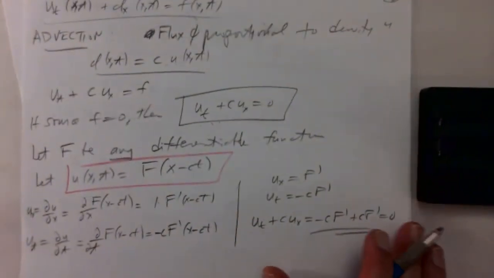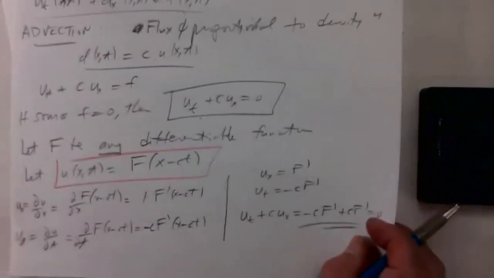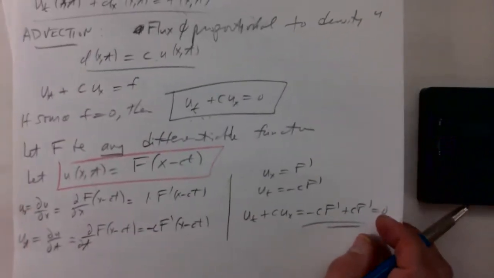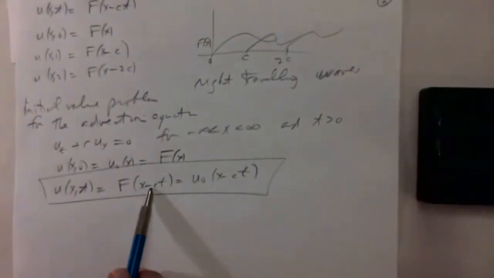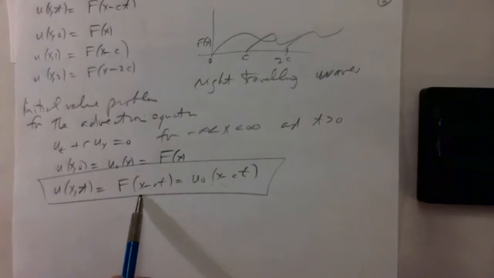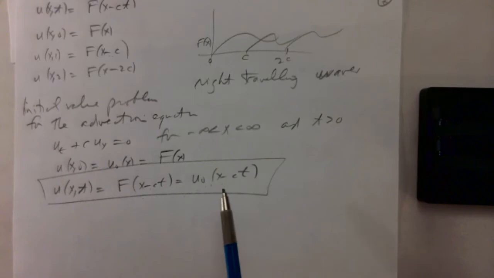So what are you looking at? Tell me what you're referring to. Yeah, when you write the expression u of x, t equals big F of x minus ct, the big F, the capital letter. Right here. Yes, you're referring to the integration. No, there's no integration. I don't see an integral sign there.